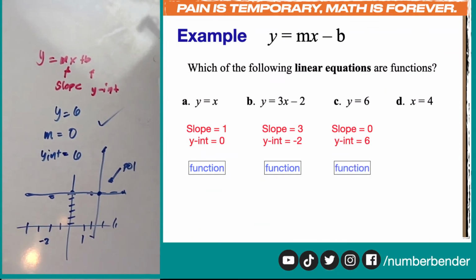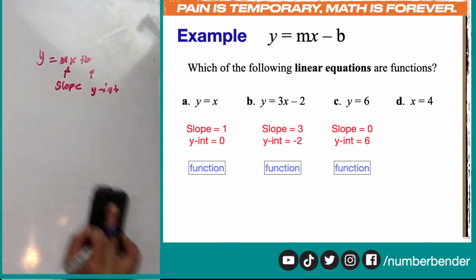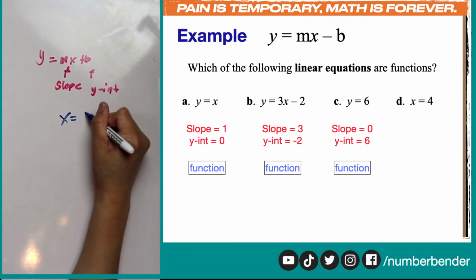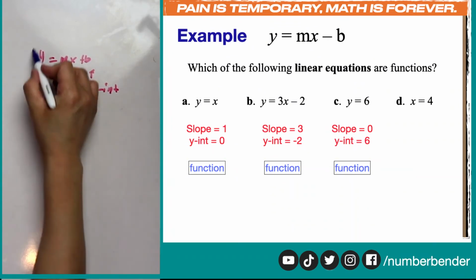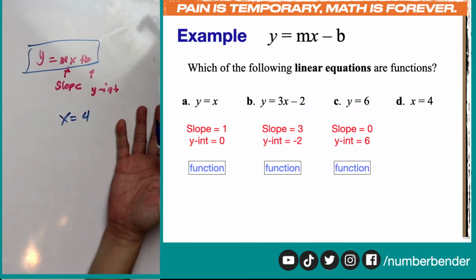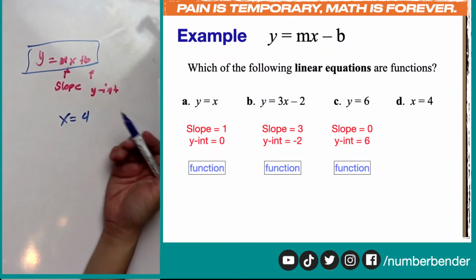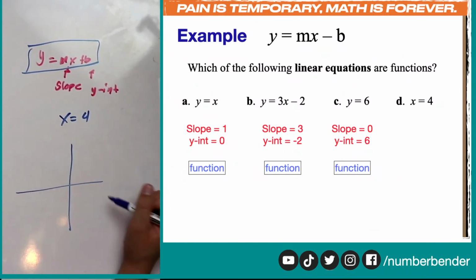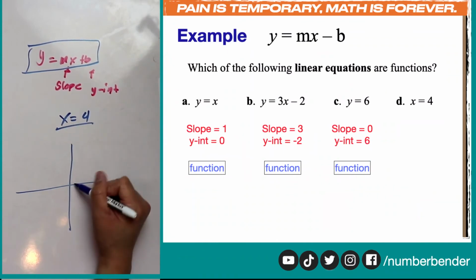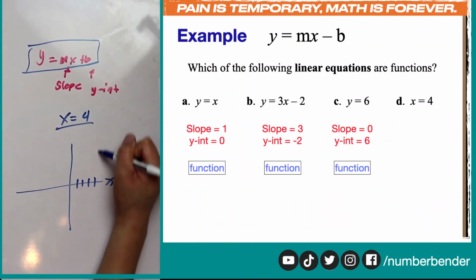And lastly, we have x is equal to 4. And notice that x is equal to 4 is not of the form y is equal to mx plus b. And when that happens, if we graph it on our xy plane, if x is equal to 4, this is the x-axis, 1, 2, 3, 4, it's only going to give you a vertical line.